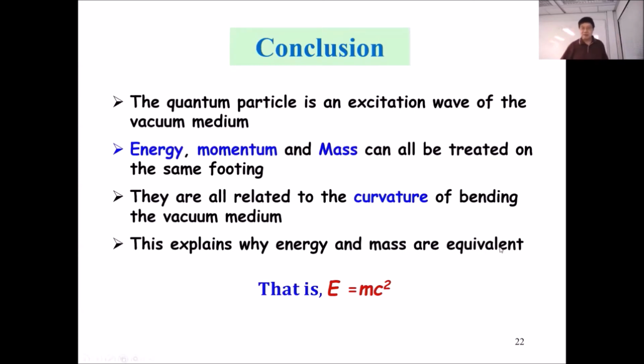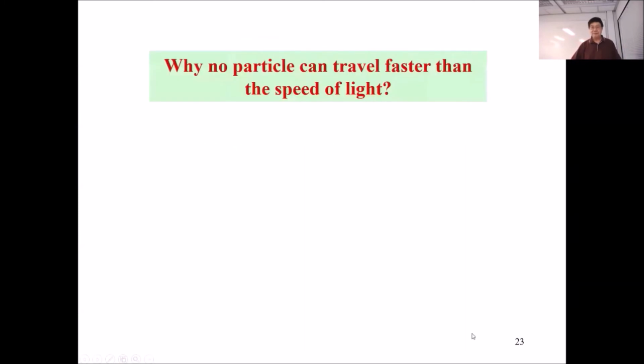That explains why energy and mass are equivalent, and why E equals mc squared. That's very nice. Now, this wave hypothesis not only gives us an understanding of the physical basis of E equals mc squared, it can also answer another important question: why no particle can travel faster than the speed of light.